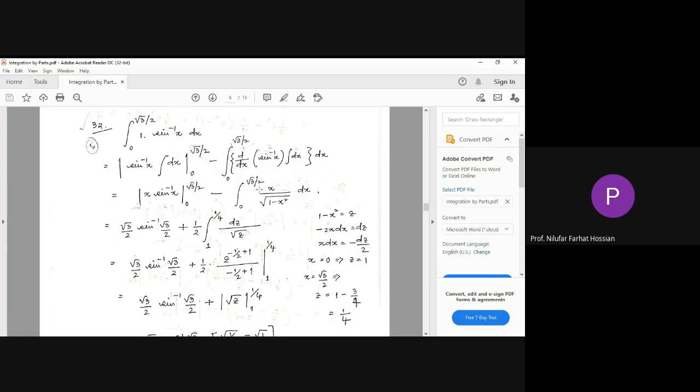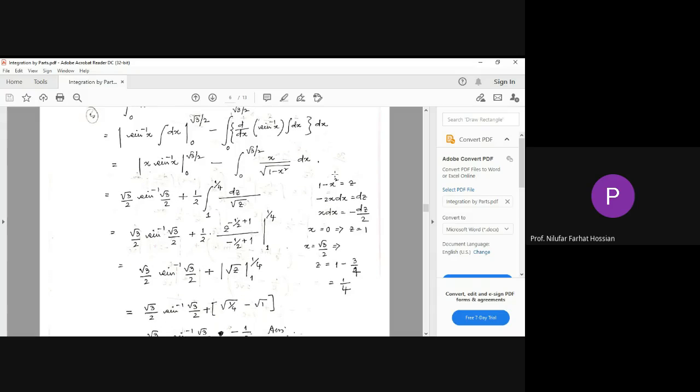And you must change the limits. You must change the limits. Here your substitution is this 1 minus x square equal to z. So these are the limits for x, 0 to root 3 by 2. When x equal to 0, z will be 1. When x equal to root 3 by 2, it will be 1 minus 3 by 4, that means 1 over 4. So the limits will be 1 up to 1 by 4.